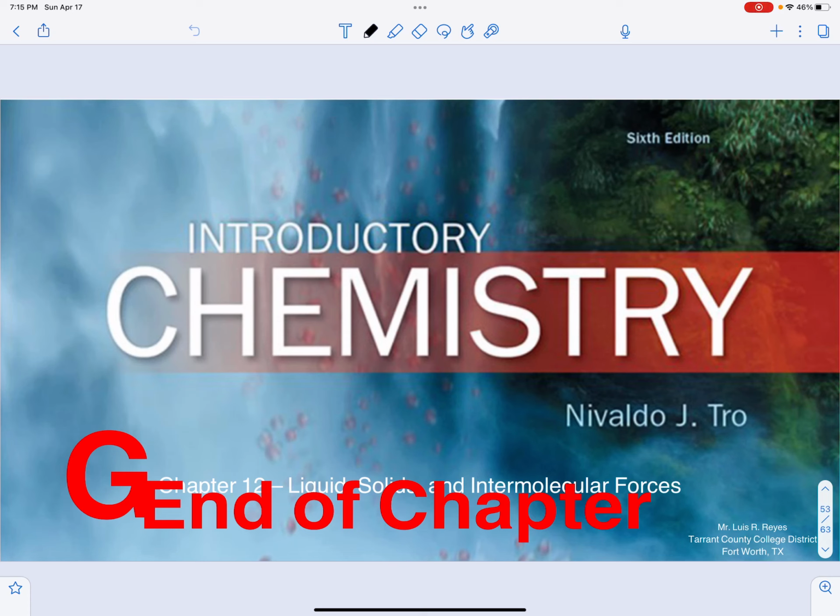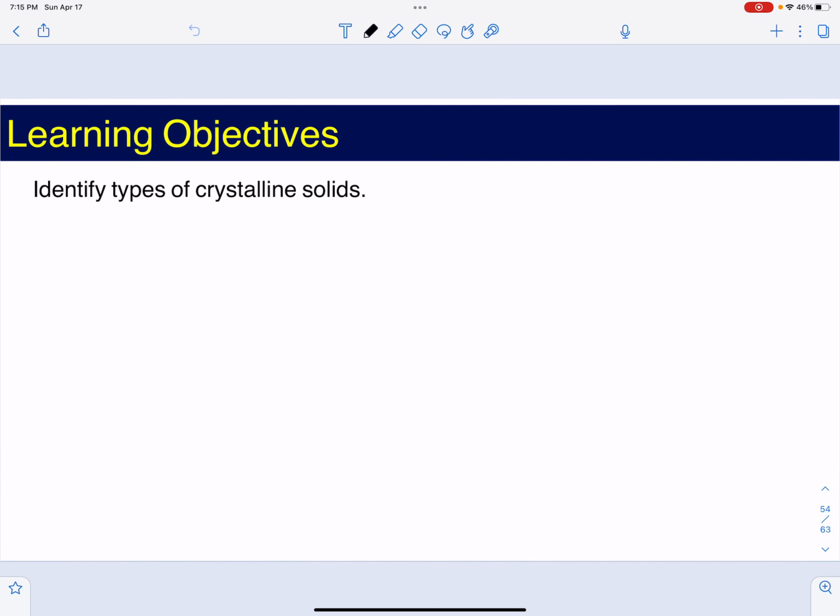So here we are. We made it to the end of the chapter. So this last section, we're going to be talking about solids and only about solids, and specifically crystalline solids. I showed you earlier what a crystalline solid was and what an amorphous solid was.